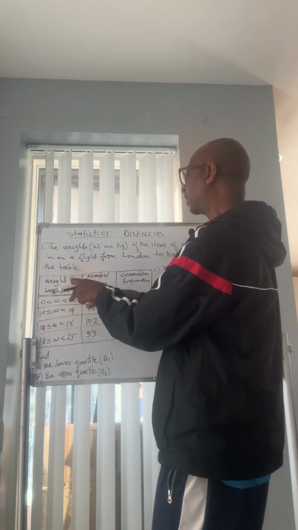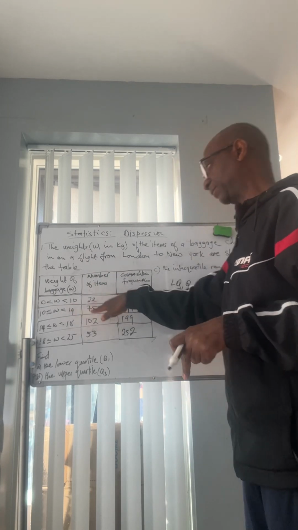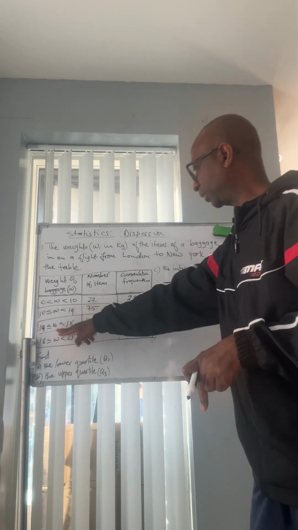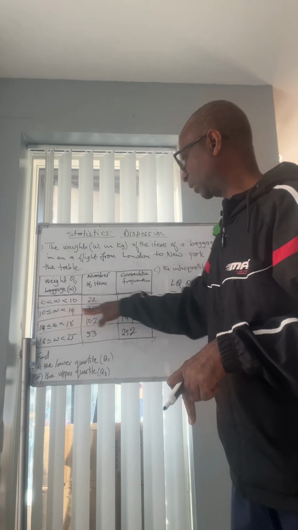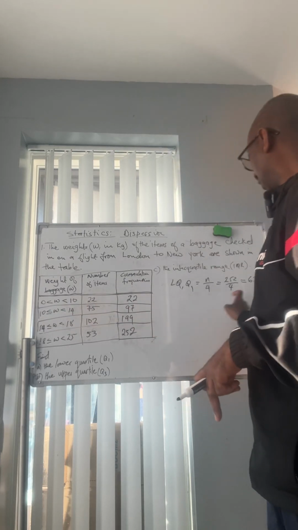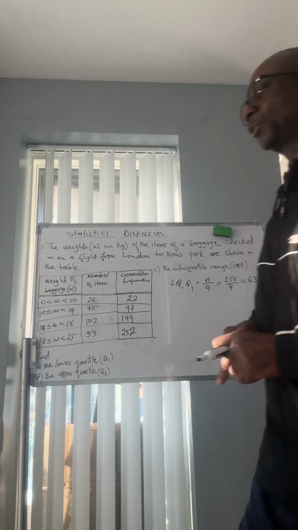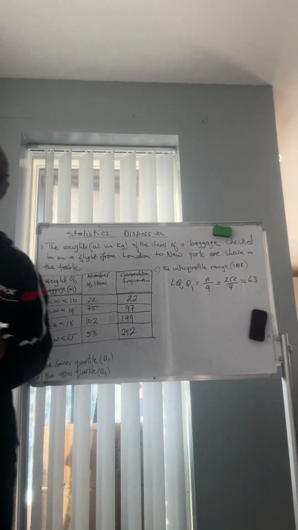Now we are going to find the actual value of the lower quartile from this range. It falls here. It's not in this category, 0 to 10. It's not in this category, 14 to 18 or 18 to 25. It is here, 10 to 14, where our lower quartile falls. We are going to find it now. Finding that value, there are different methods people use.